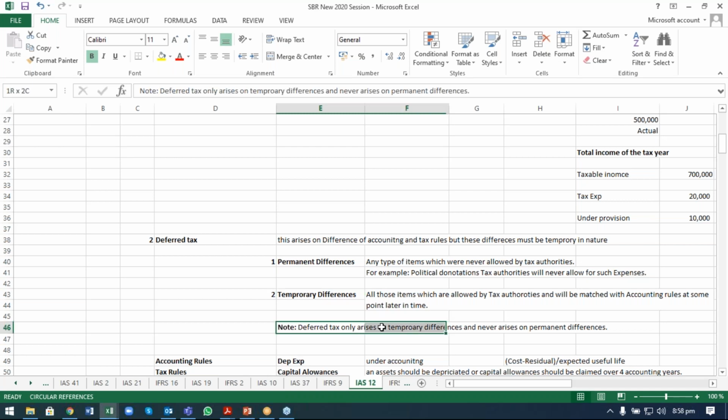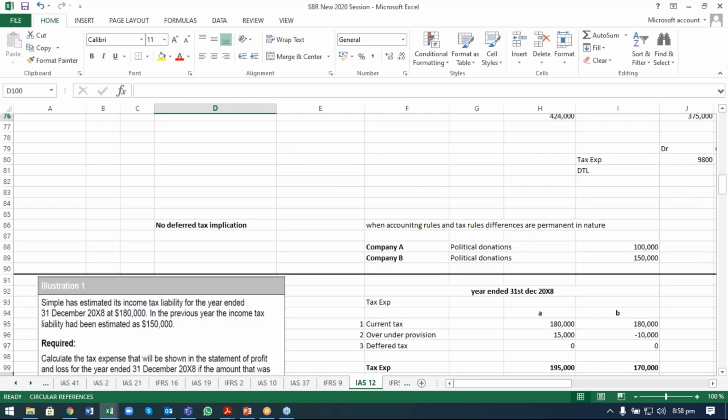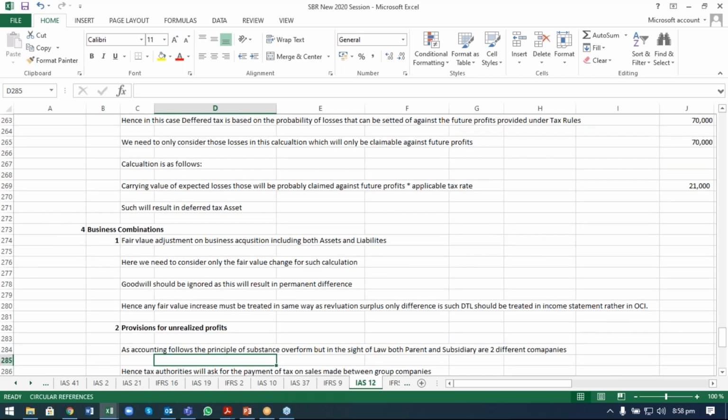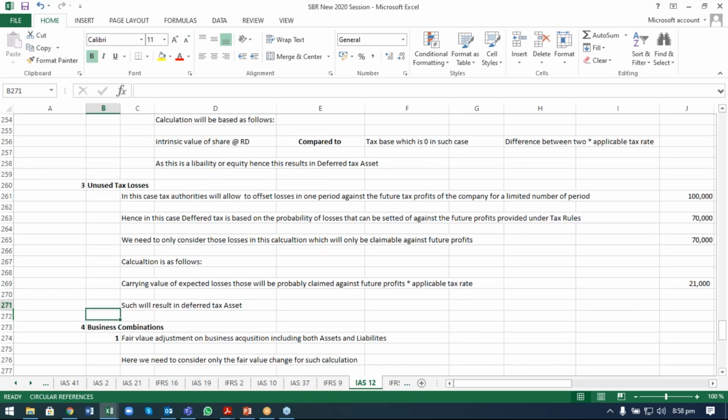So deferred tax only arises on temporary differences. What types of temporary differences are there? There are multiple, and tax authorities would provide certain examples, which are shared by IAS 12. So with respect to this specific situation, we have unused tax losses. How are you going to create a deferred tax asset or a deferred tax liability on unused tax losses?